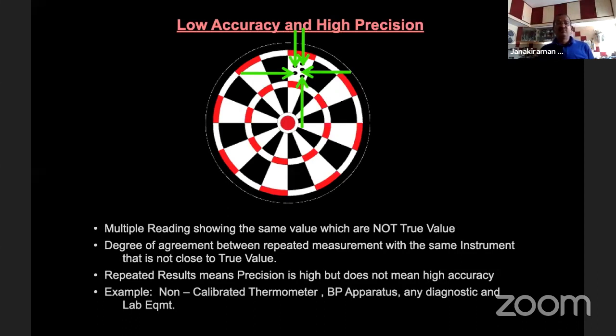The degree of agreement between the repeated measurements is the same, but not close to the true value. Repeated results mean precision, but the accuracy is a little away from the precision. Checking and calibrating this machine will bring all the values close to the true value. So this is where testing and calibration is important.